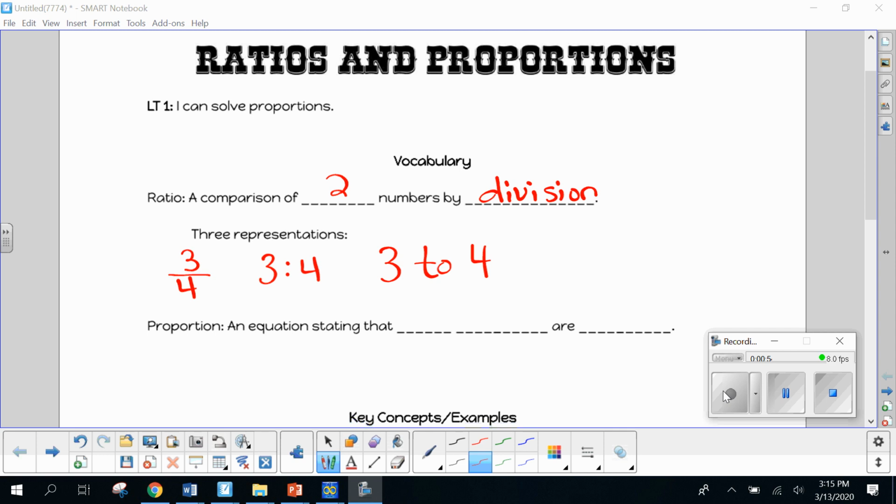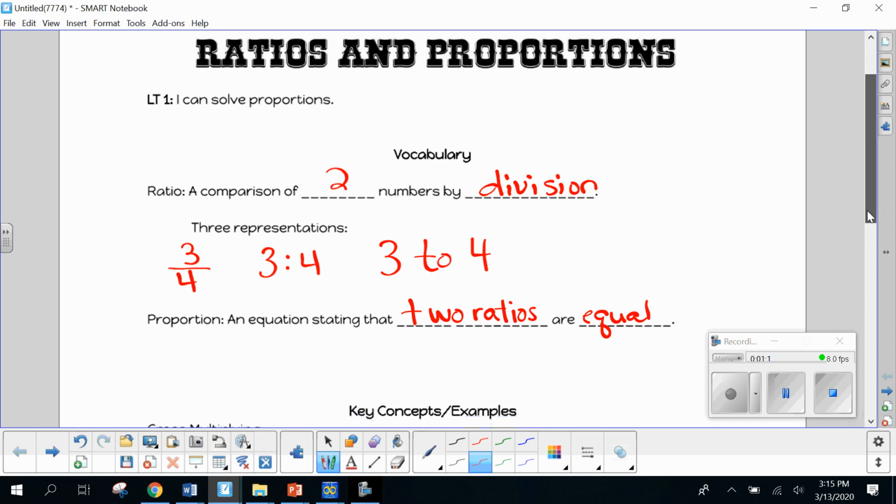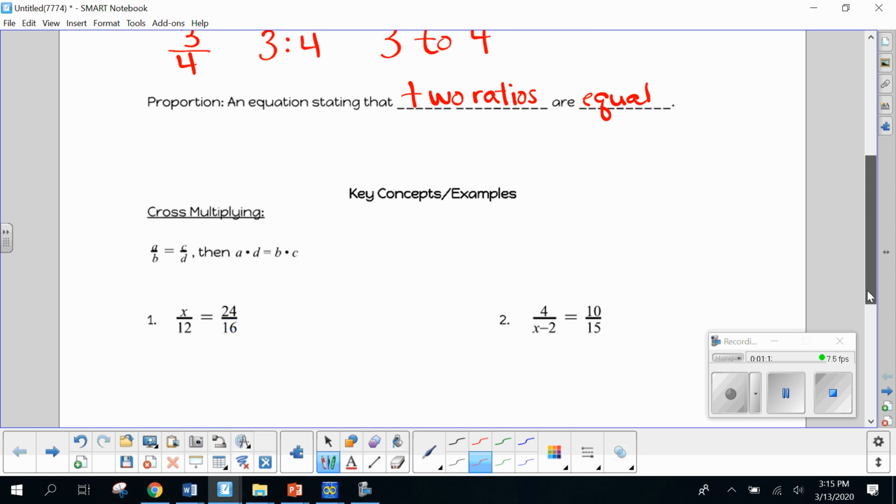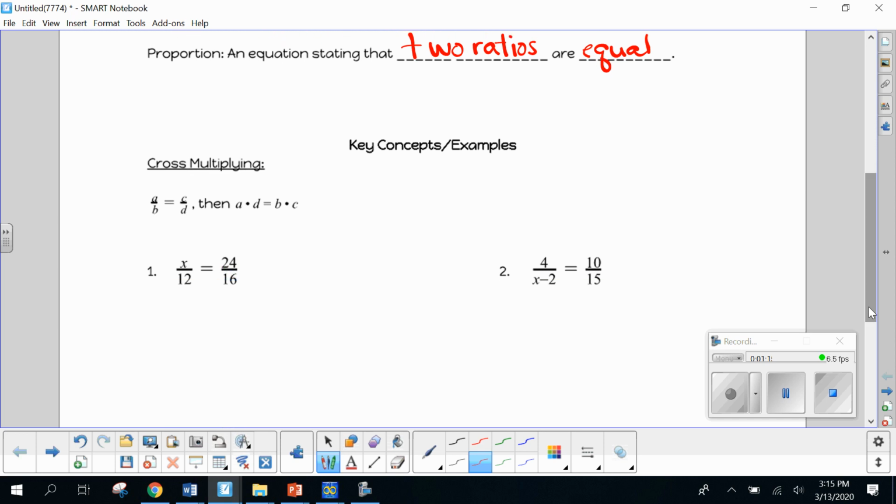Proportion. Proportion is an equation stating that two ratios are equal. Okay? So let's look at some examples of proportions and how to solve proportions.